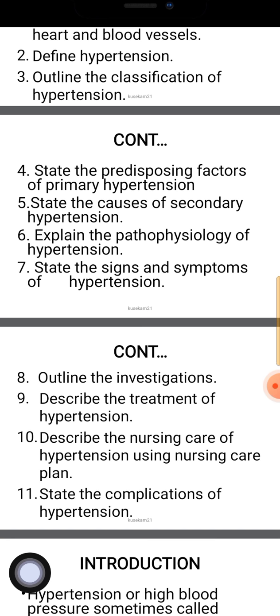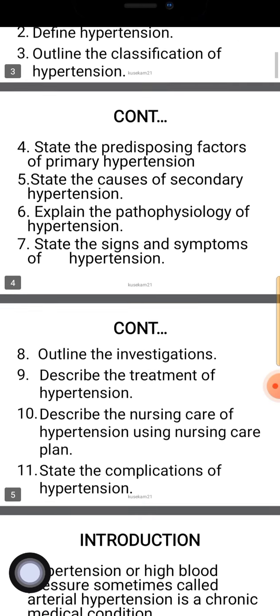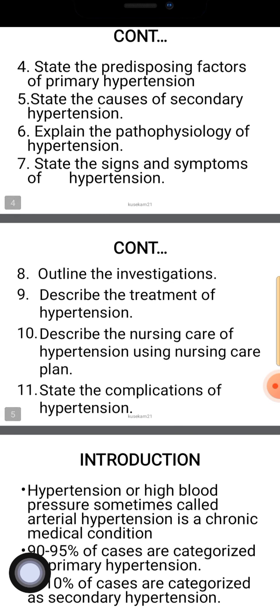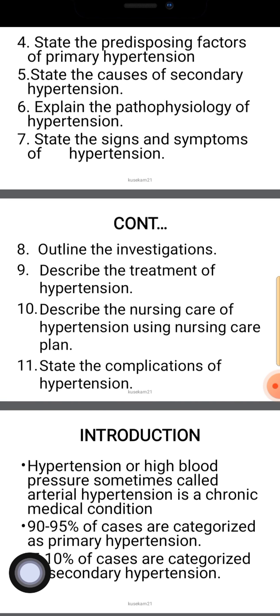Then we talked about the predisposing factors of primary hypertension, when we talked about age, alcohol, smoking, all those things we talked about there. Then for secondary hypertension, we talked about coarctation of the aorta, kidney disorders, and the main things there. Those are the predisposing factors of secondary hypertension.